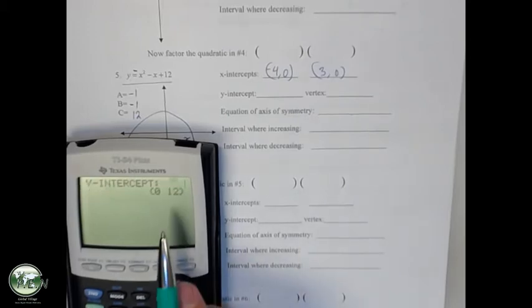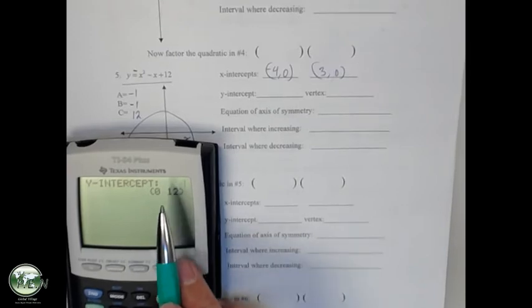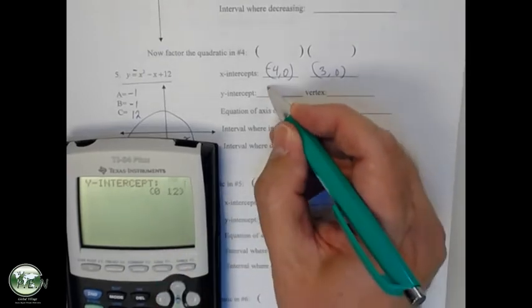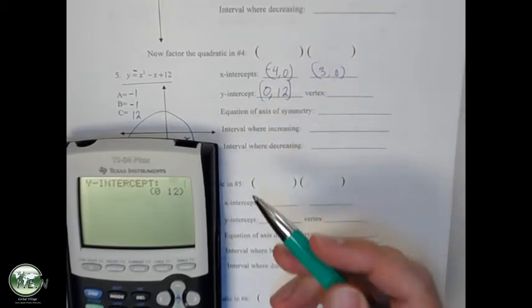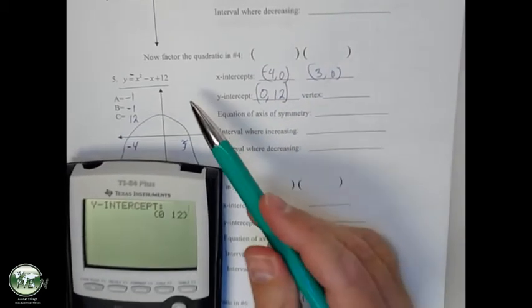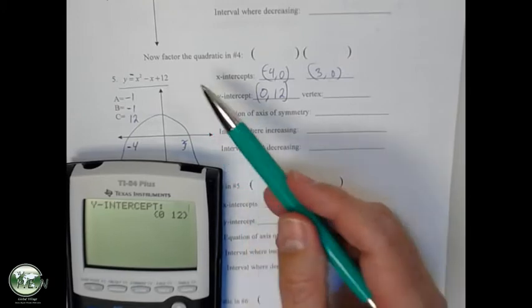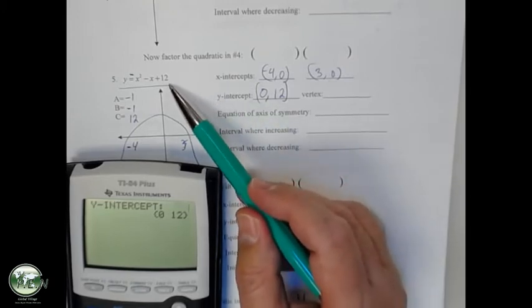It tells us our y-intercept. Now, it doesn't put the comma in, probably because of formatting issues, but we'll put that in. It's (0, 12). And were you surprised about the 12? Hopefully not, because that's what was on the end. Okay? That's exactly where it came from.